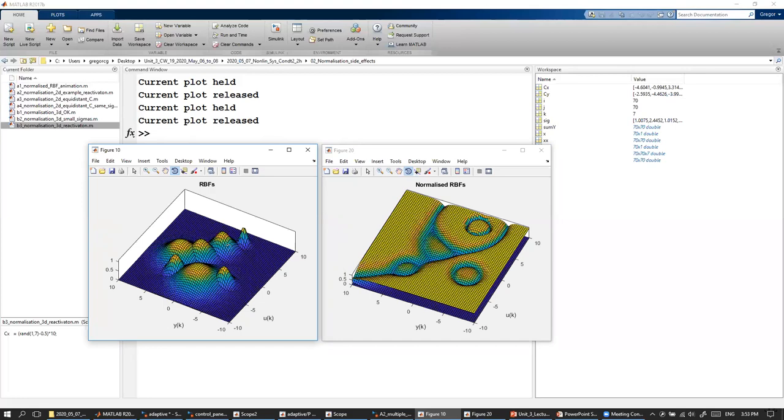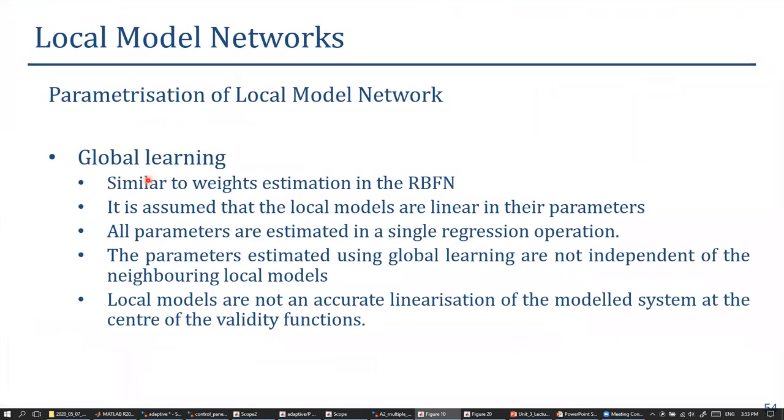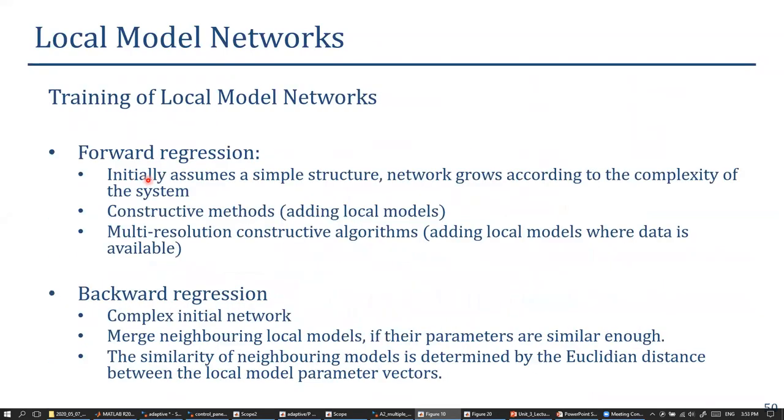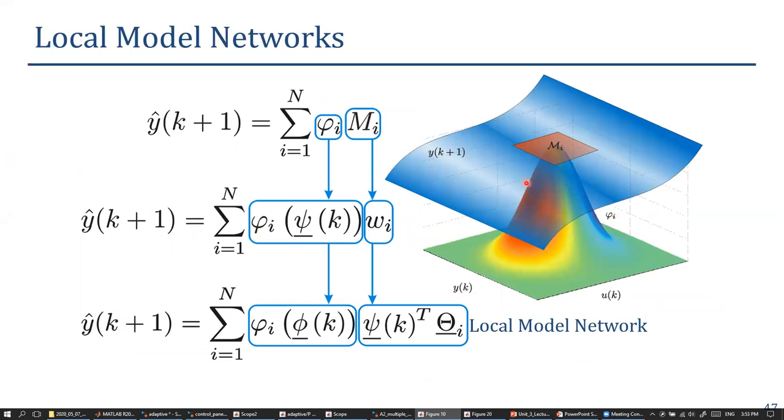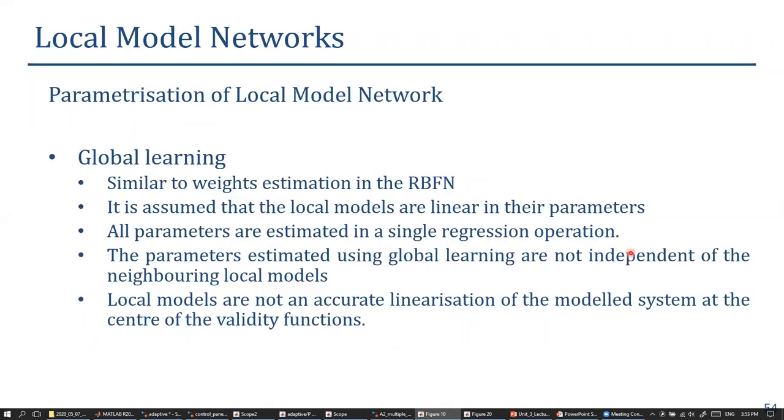Okay, all right, so let's continue with that now. So we did this example. Now I was talking about the validity function, and now let's talk about the parameterization of the local model network. Before I was talking about this, right? And now let's talk about the little surface sitting on top of the validity function. The local models are linear approximations. So that means that they are linear, right? Which means that we can find them by using the tools which we learned in the previous lectures on linear system dynamics. Okay.